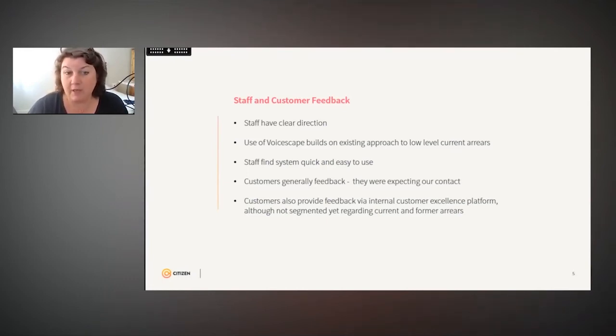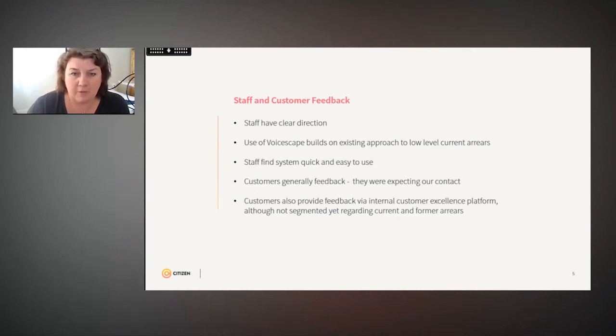They find it quick and easy to use as a system. It's quite intuitive, and we have a performance dashboard available that shows us the trend and the movement through the workload each week. From a customer's perspective, as I've already mentioned, by and large, they were expecting our contact, certainly for some of them, but for others that had their head in the sand, they didn't want to make a payment. They then realised that debt wasn't going to go away, and so we were able to secure quite a lot of agreements out of that.